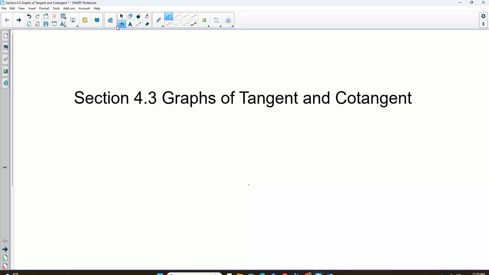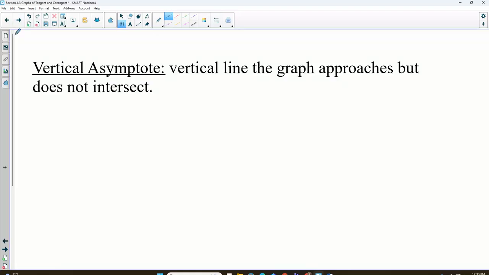All right. So next up, tangent and cotangent. Out of all the graphs, tangent and cotangent are kind of the weird ones. They don't act quite the same as the other four. So we are going to talk about these a little bit more.